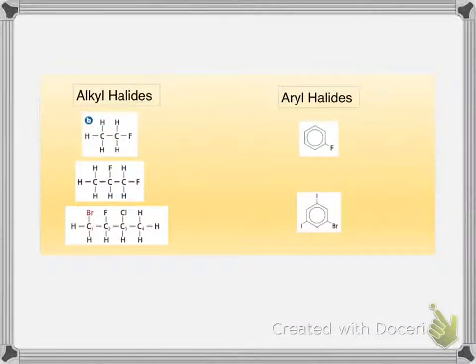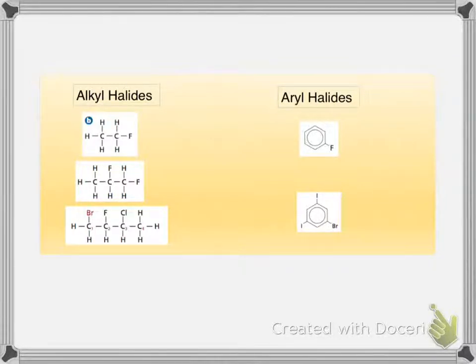So take a look at these. Here you have some alkyl halides and you have some aryl halides. Now notice the aryl halide has a benzene ring. Do you see that? And this one has a benzene ring. The alkyl halides, they don't have benzene rings, but they have things like fluorine, here's bromine, here's chlorine, here's iodine. Okay, that's what makes them halides. All right, go ahead and pause the video and try to name some of these.